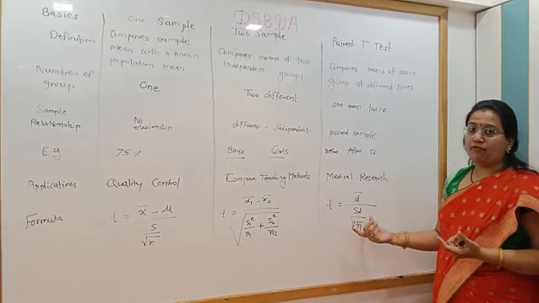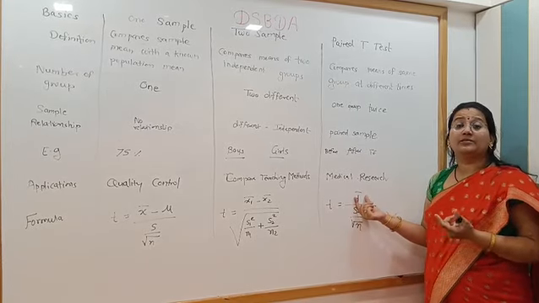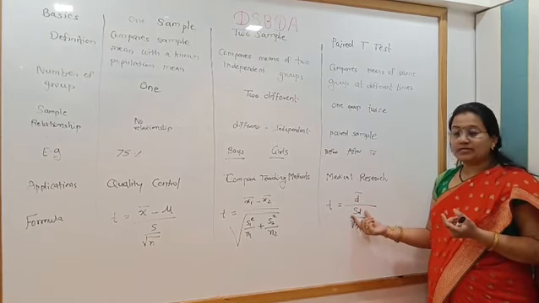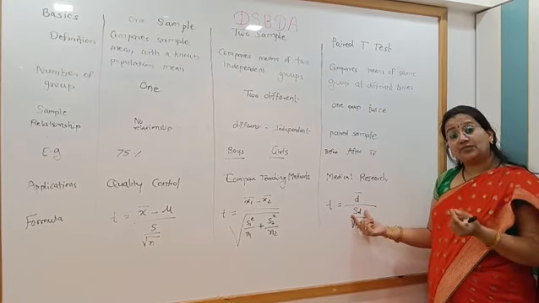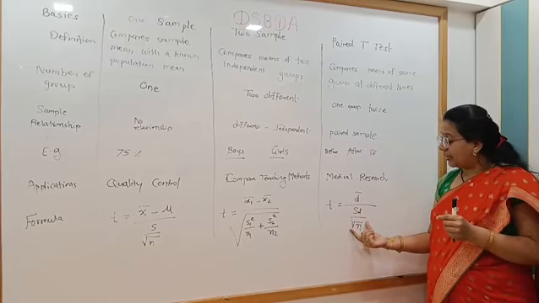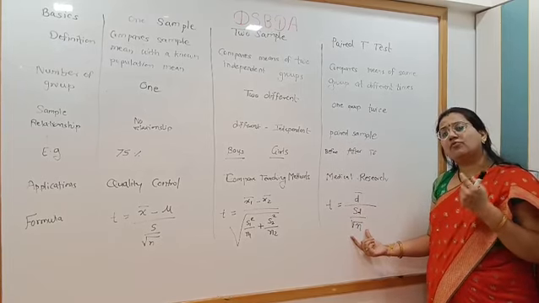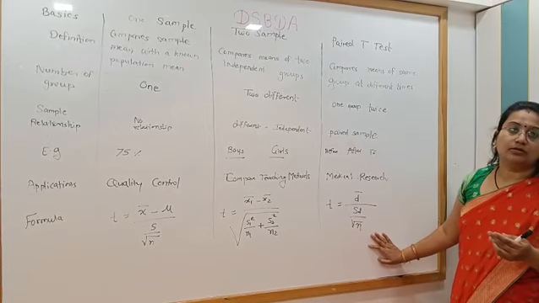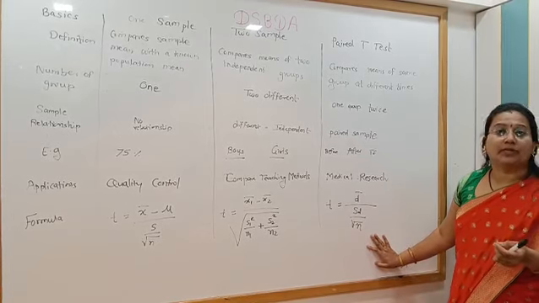The formula for the paired t statistic is d bar divided by SD divided by root n. D bar is the mean of the differences, SD is the standard deviation of the differences, and n is the total number of paired samples. So this is the difference between all three types of t-test.